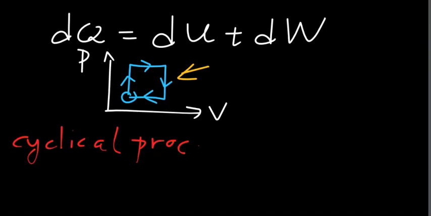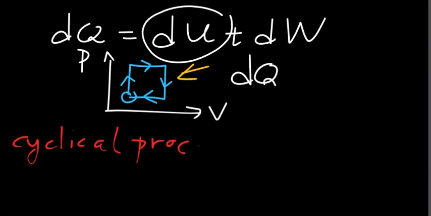That is an example of a cyclical process. For such a process, an intrinsic property of the system, in this case the internal energy, doesn't change. So the amount of heat added or removed quite simply becomes the same as the amount of work done by the system or on the system.